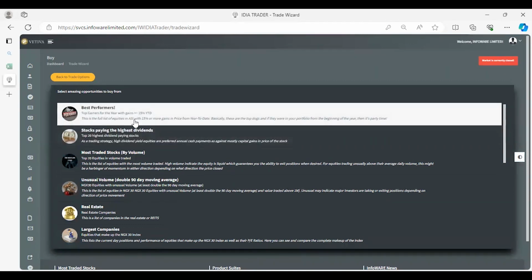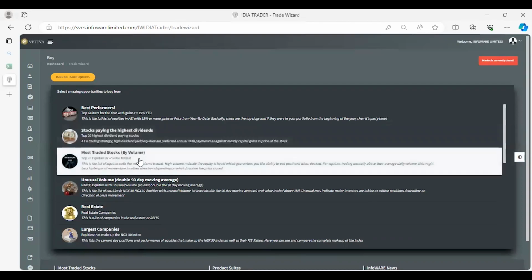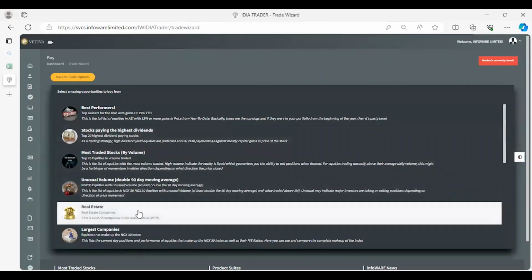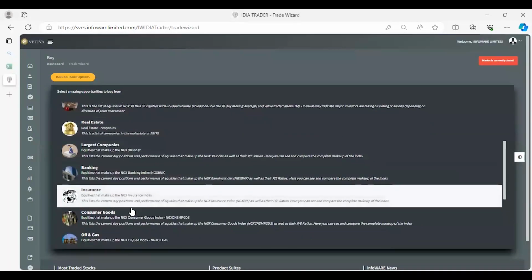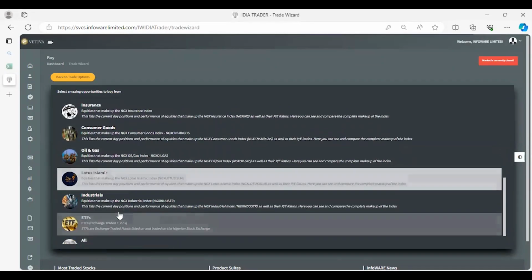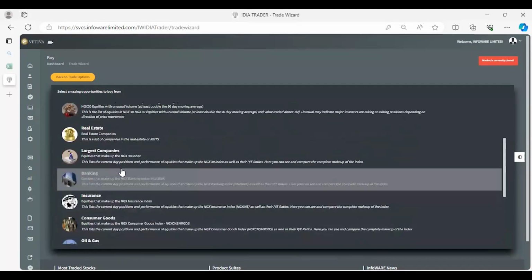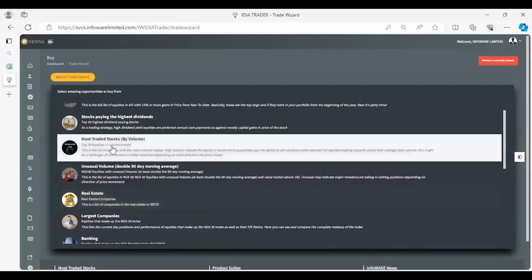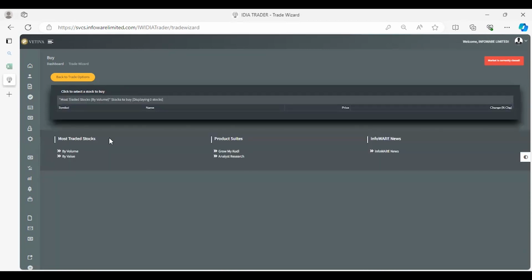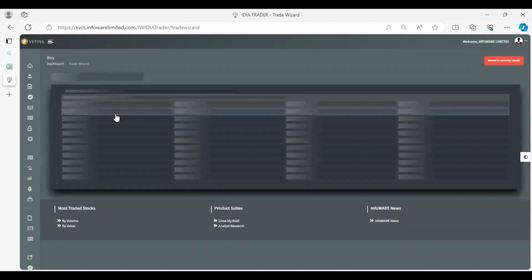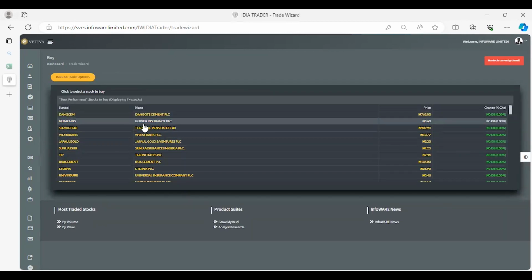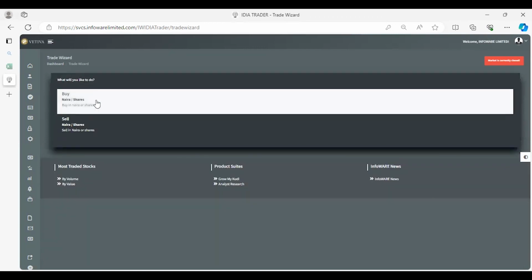You have stocks with the best performer. You have stocks paying the highest dividends. You have most traded stocks. You have real estate, largest company, banking, insurance, oil and gas, Lotus Islamic, industrial, ETFs, and you can make a choice of where you want to start. So if I'm interested in stocks by trade volume, because I'm interested in volume, this is going to pick me the top 20 stocks that have the highest volumes as of today. If I'm a beginner, I basically have the best performers stock, which gives me quite a number.